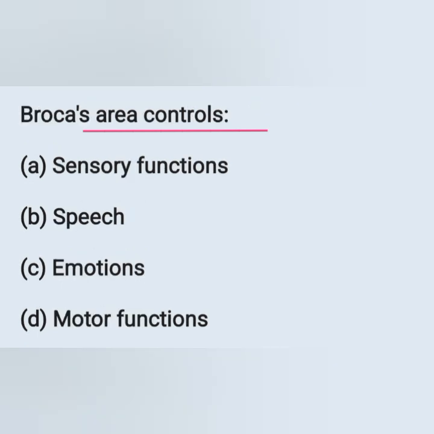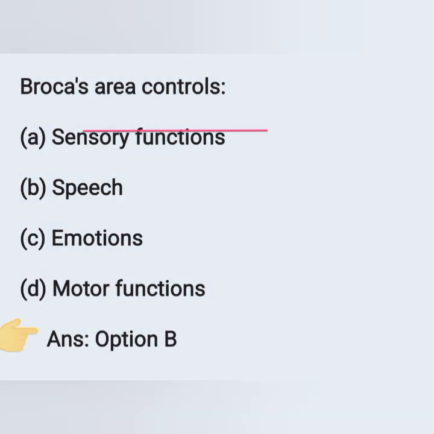And the next question, Broca's area controls: option A sensory functions, option B speech, option C emotions, option D motor functions. Broca's area controls speech. It is also known as the speech center. Option B is the correct answer.